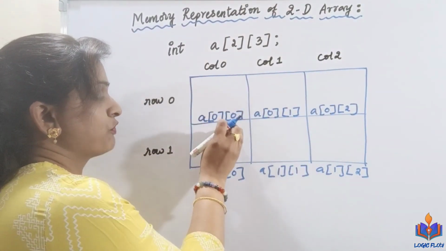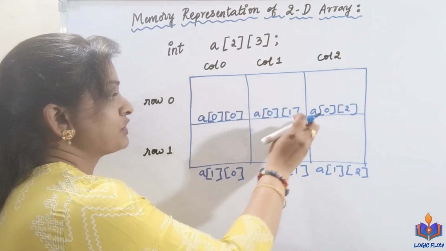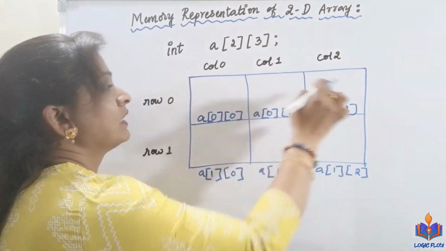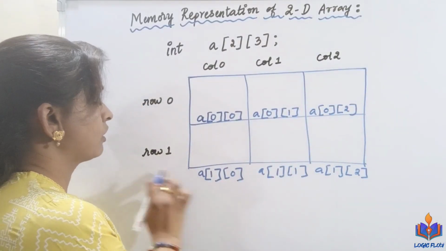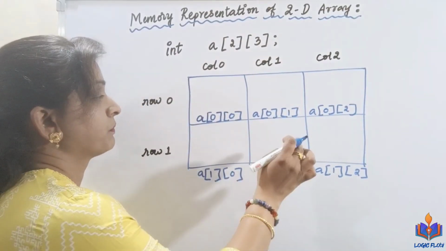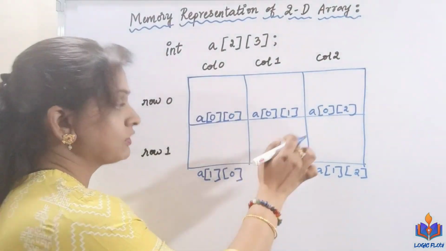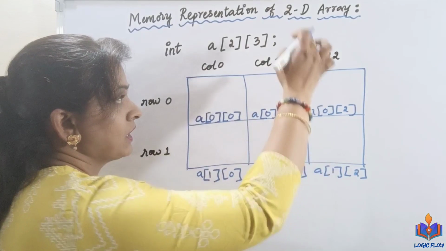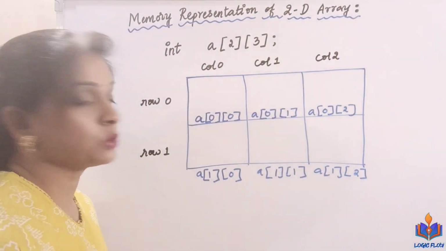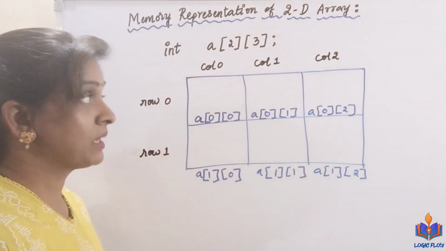First element is A of 0, 0. Second element is A of 0, 1, so row 0, column 1. Third element, row 0, column 2. Fourth element, row 1, column 0. Fifth element, row 1, column 1. Sixth element, row 1 and column 2. So this is how the memory will be represented.